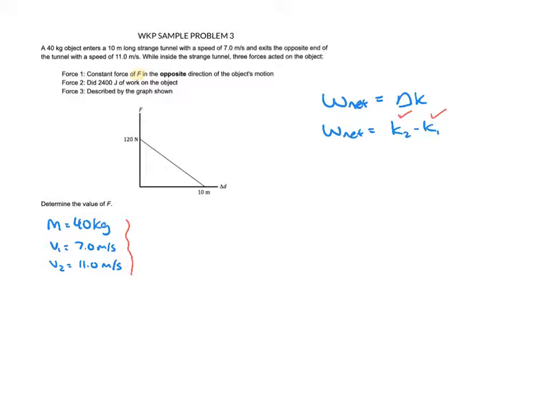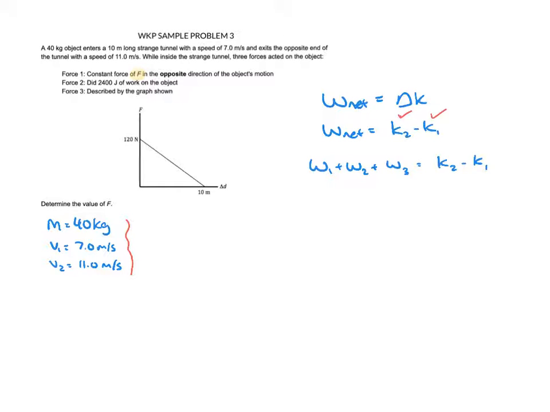Now, in terms of net work, there's three forces acting on this object, and they each do some work on the object. So my net work would be split up into work 1 plus work 2 plus work 3. So now I'm going to have to start looking at these three more closely.